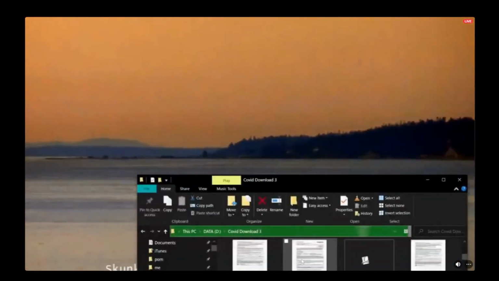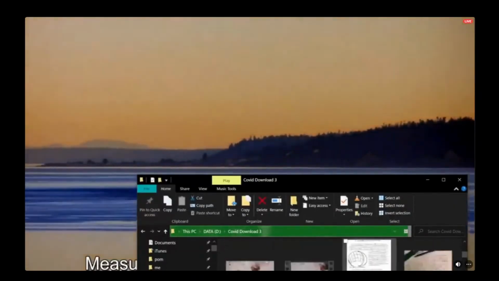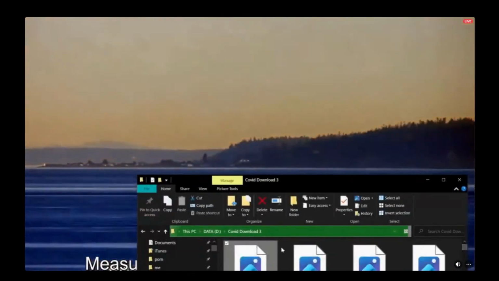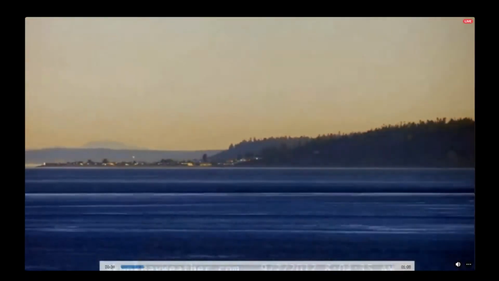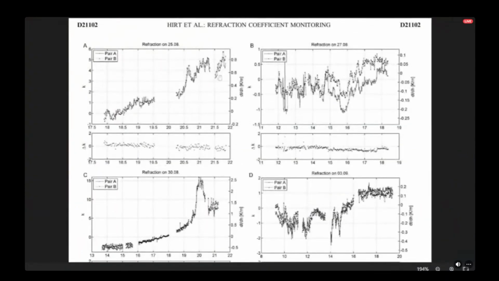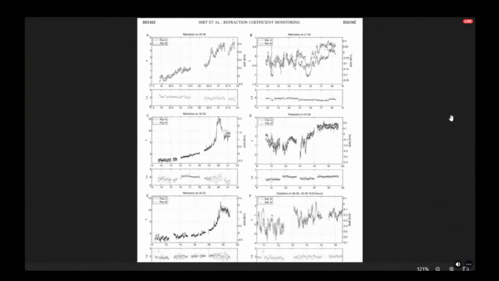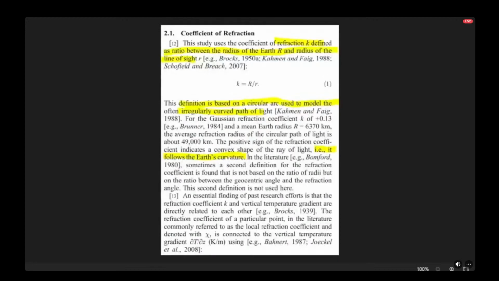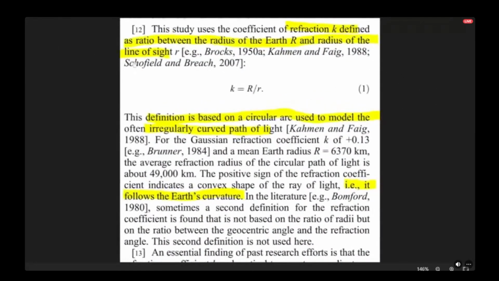Let's see here. It looks like, yeah, so here's from the paper. Here's all the coefficients of refraction that they denoted. And they were supposed to use that to counter refraction again. Just saying. Yep. So when they use refraction, they define it as the ratio between the radius of Earth, r, and the radius of the line of sight.